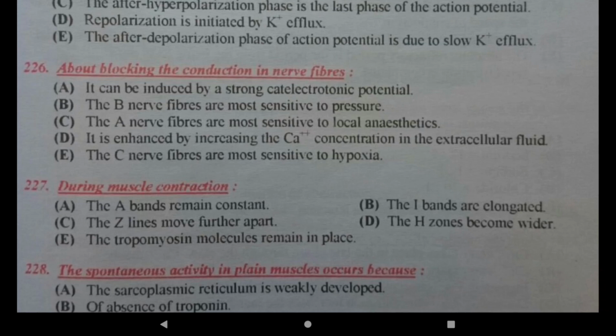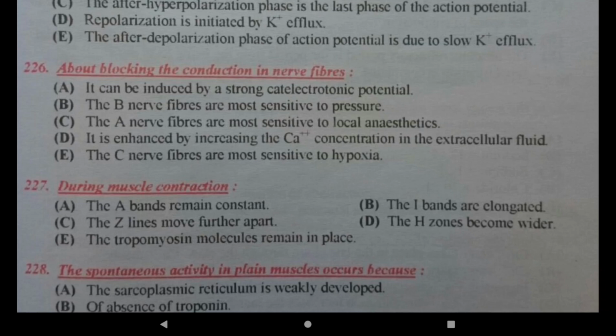The most correct answer for 226 is D. That is to say, blocking is enhanced by increasing the calcium ion concentration in the extracellular fluid. When you increase extracellular fluid concentration, you will be increasing the tendency of formation of action potential. That will decrease the rate of that will block the nerve. The others are not correct.